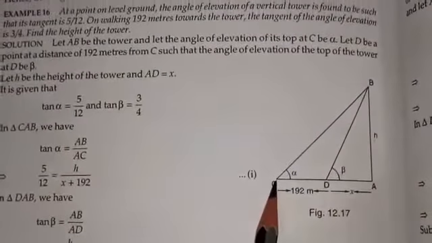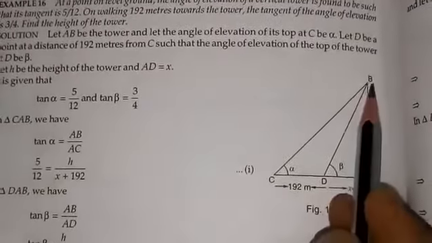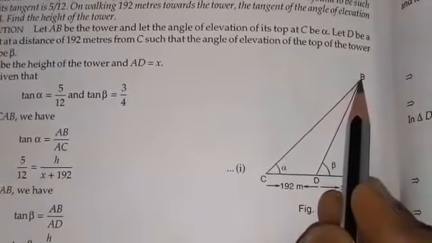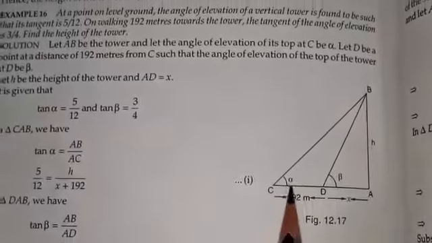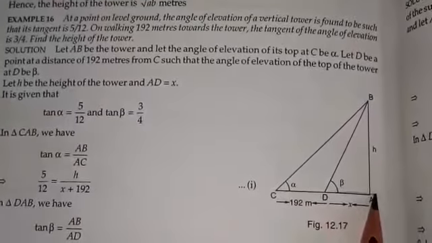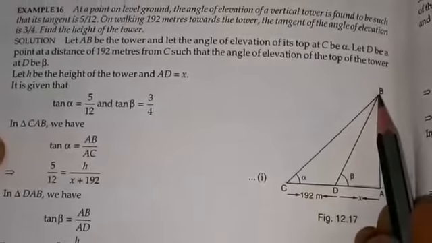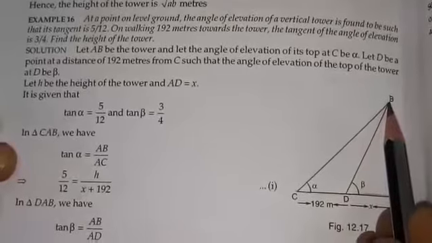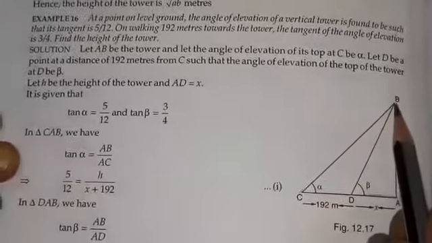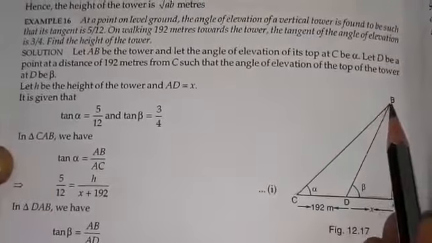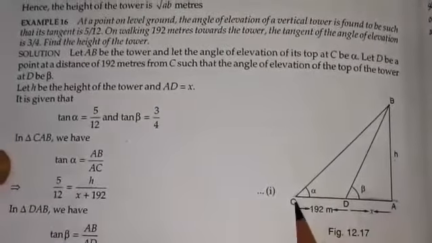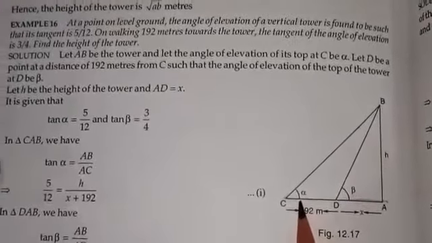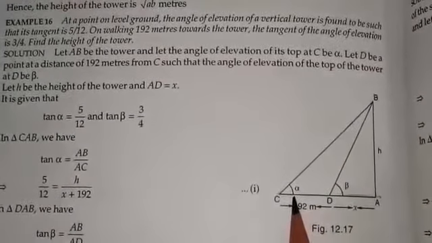From this point C, the elevation of the top of the tower is measured. This is the line through C, which is the horizontal. CB is the line of sight. So CB will be the line of sight. The angle between the horizontal and the line of sight is the angle of elevation. The angle of elevation is not given to us.